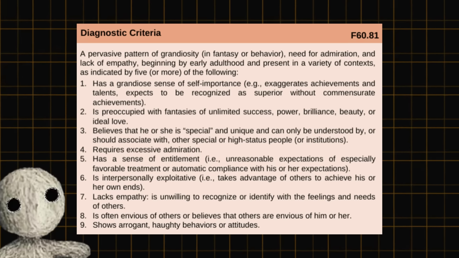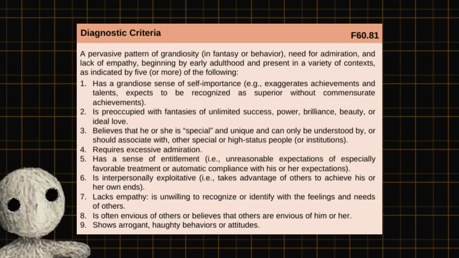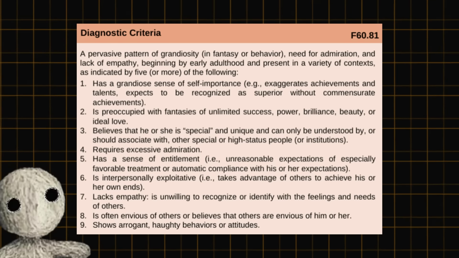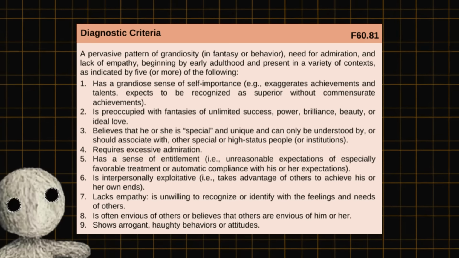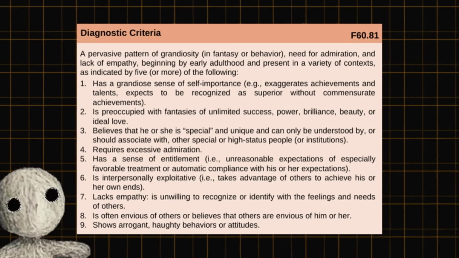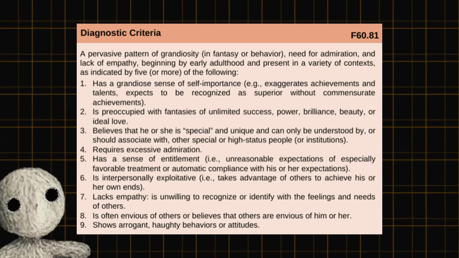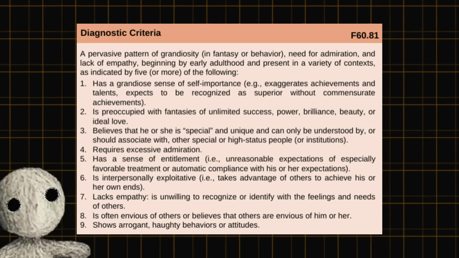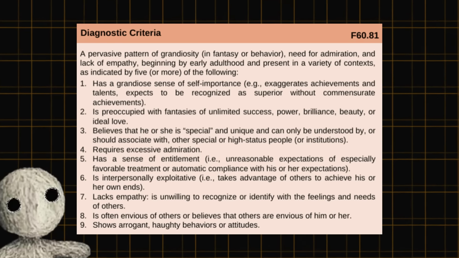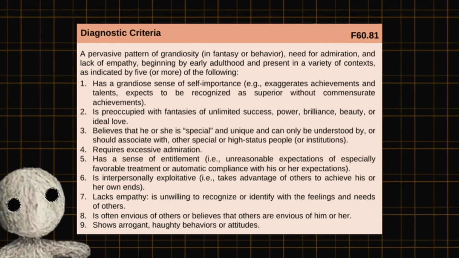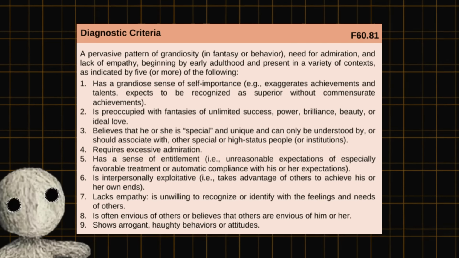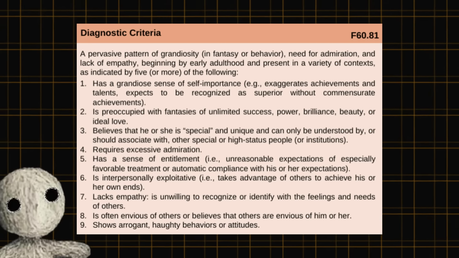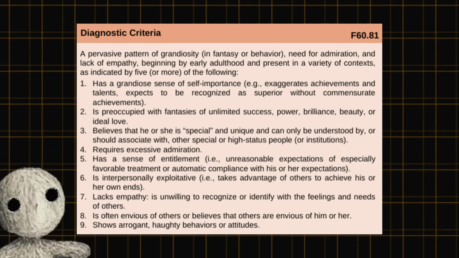Number 4, a sense of entitlement, which could be unreasonable expectations of especially favorable treatment or automatic compliance with his or her expectations. Number 5, interpersonally exploitative behavior. Number 6, a lack of empathy. Number 7, envy of others or a belief that others are envious of him or her, again with the exclusionary pronouns. And then finally, a demonstration of arrogant or haughty behaviors or attitudes.